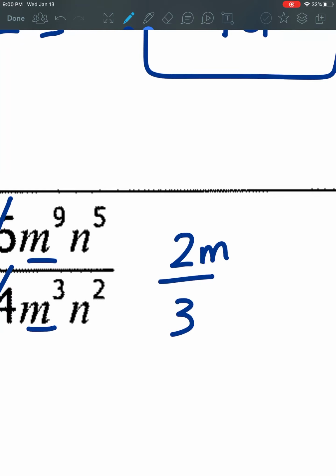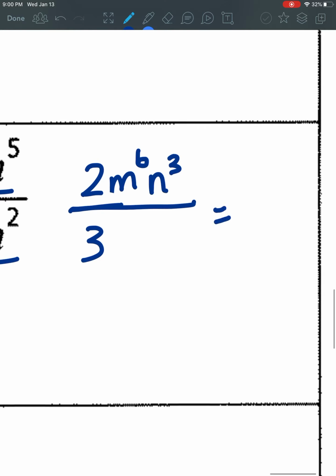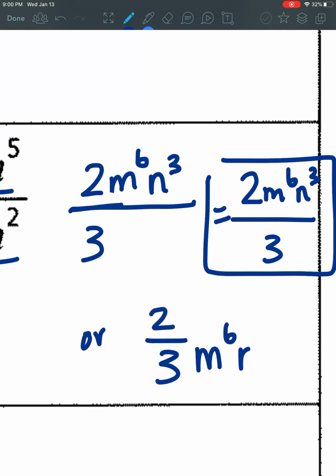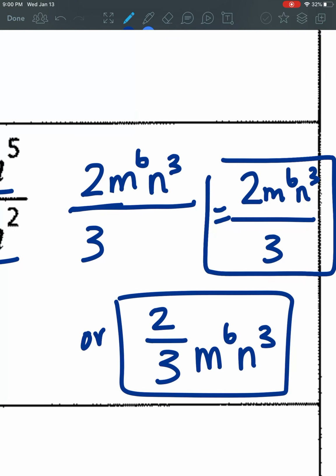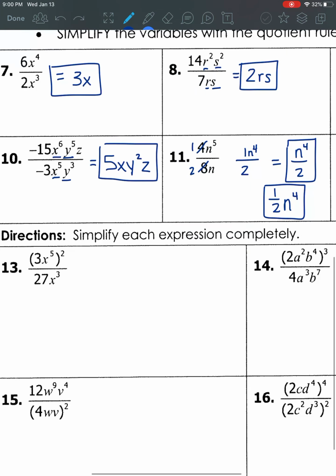M to the 9th, m cubed, so we subtract them. Remember, it is going to stay on the top of the fraction because there are more on the top. Same thing with your n. There are 3 more n's. Now, let's write this so that it's a little more organized. You can write this, again, in 2 different ways. So you could say 2m to the 6th n cubed all over 3. So that is one way. And I just rewrote it to make it a little more organized. Or you could also put it as 2/3 and then m to the 6th n cubed. Again, same answer.